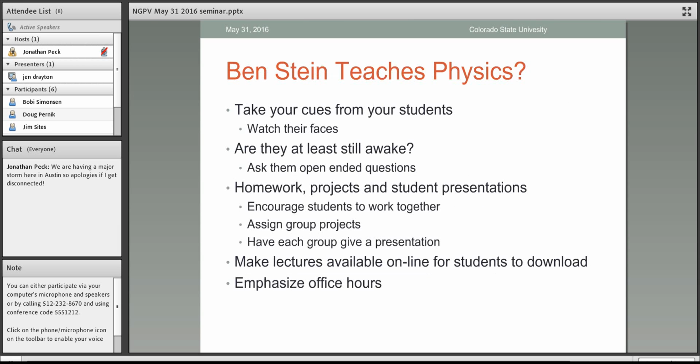One thing to think about also, here's a nice Ferris Bueller's Day Off reference for you, is what your class means to your students. How are your students reacting to you in the classroom? And you really need to take your cues from your students.